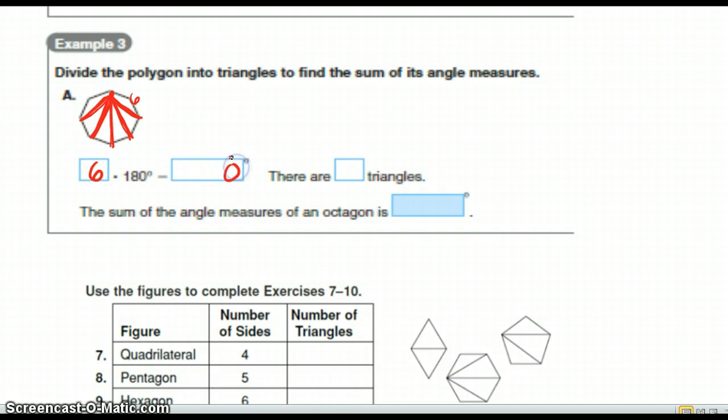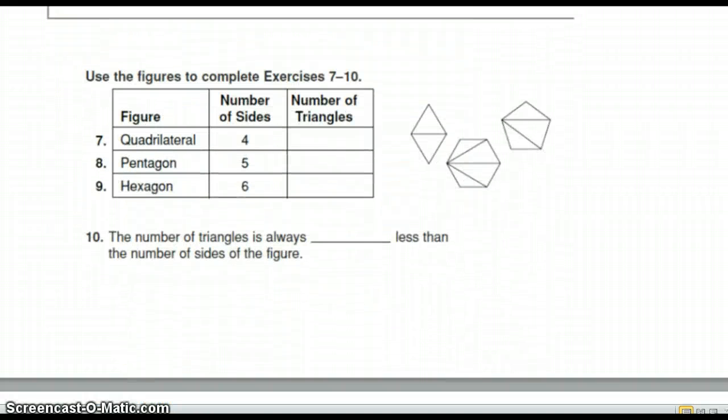6 times 180. 6 times 0 is 0. 6 times 8 is 48. Carry my 4. 6 times 1 is 6 plus 4 is 10. So this polygon has 1,080 degrees because there were 1, 2, 3, 4, 5, 6 triangles. So let's see if our theory holds out for us. A quadrilateral has 4 sides. Here's my quadrilateral. If I make a line, how many triangles do I get?